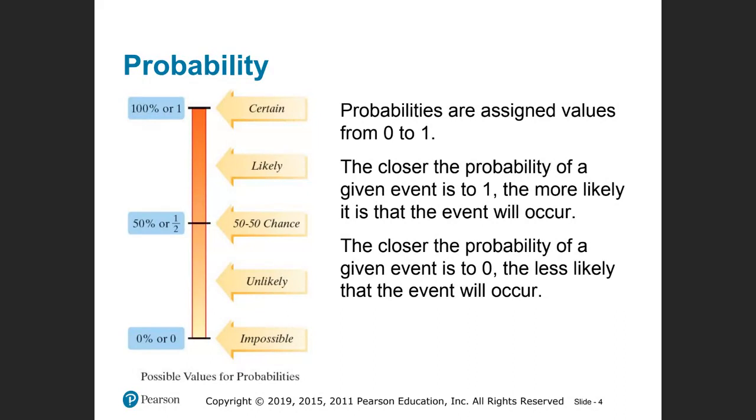Probabilities are assigned values from 0 to 1. The closer the probability of a given event is to 1, the more likely it is that it will occur, as shown in the diagram at the left. The closer the probability of a given event is to 0, the less likely that event will occur.